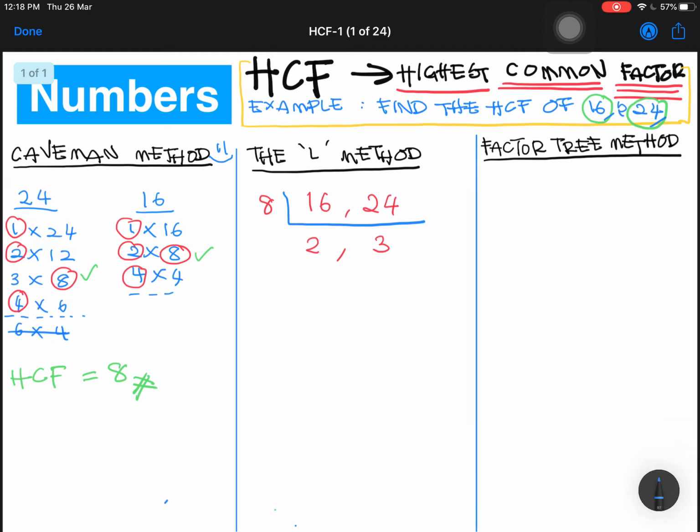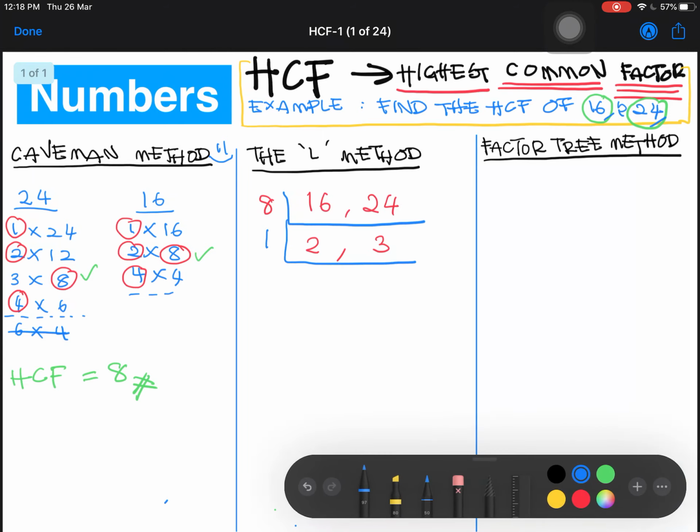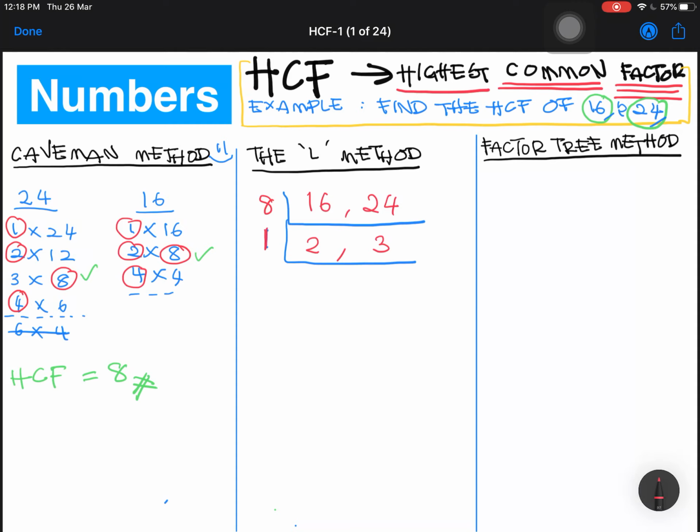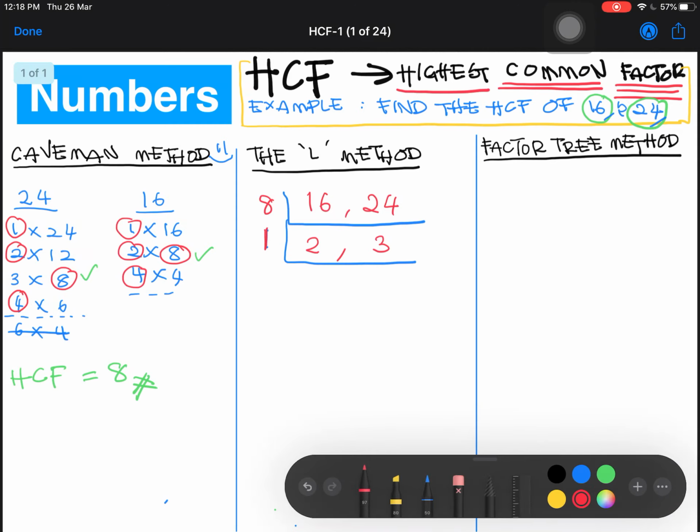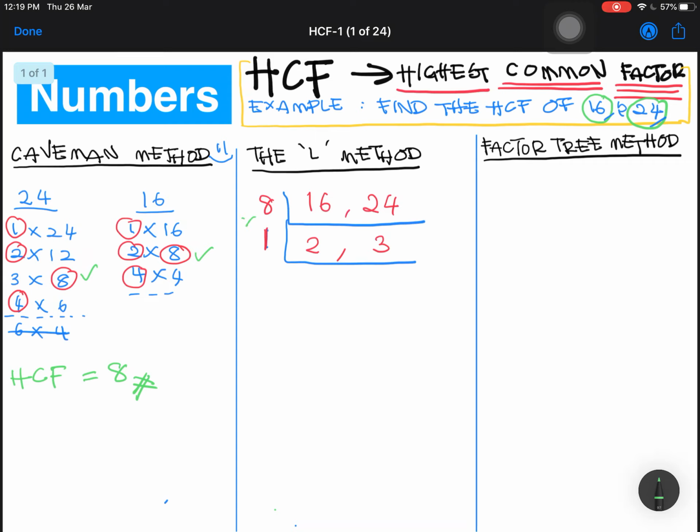When you move on to the next round of division, the idea is still the same. What is the number that can be divided into both without any remainder? Now you can't find any except for 1. The moment you find 1, that's it. So what you do now is multiply whatever you have on your left side. HCF equals 8 times 1, which is 8. Ta-da!